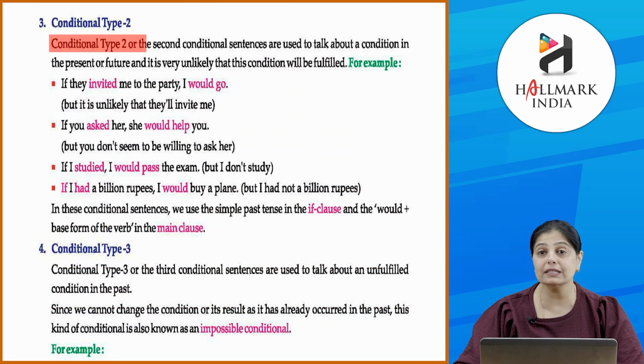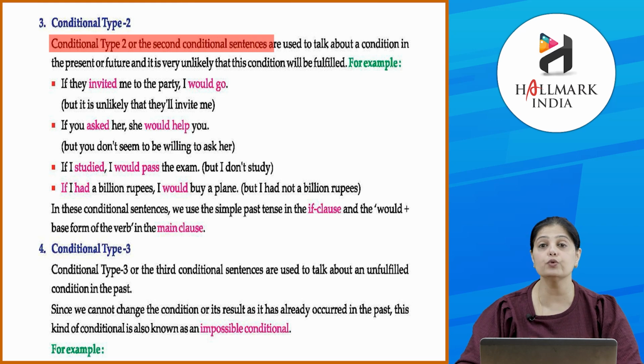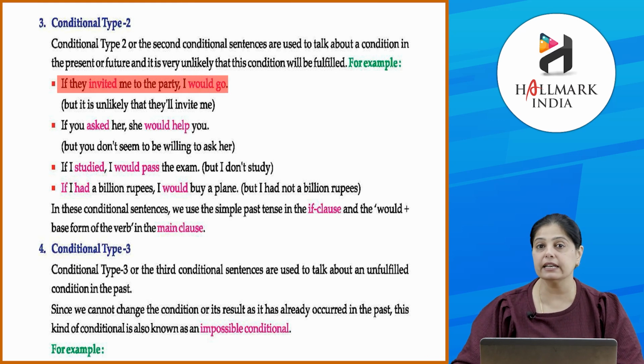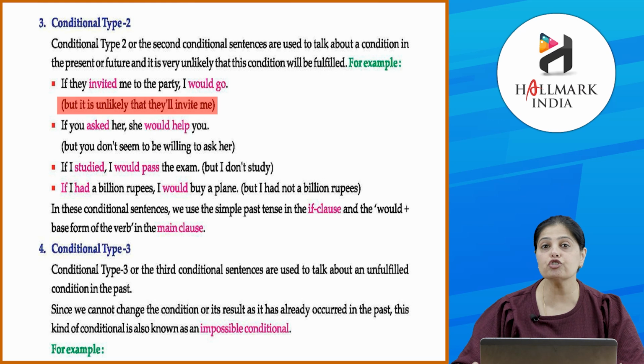Conditional type 2 or the second conditional sentences are used to talk about a condition in the present or future and it is very unlikely that this condition will be fulfilled. Okay, for example, if they invited me to the party, I would go. तो इसमें chances है कि वो invite करेंगे या नहीं करेंगे. Okay? But it is unlikely that they will invite me. So, there is no surety that the invite would be there.